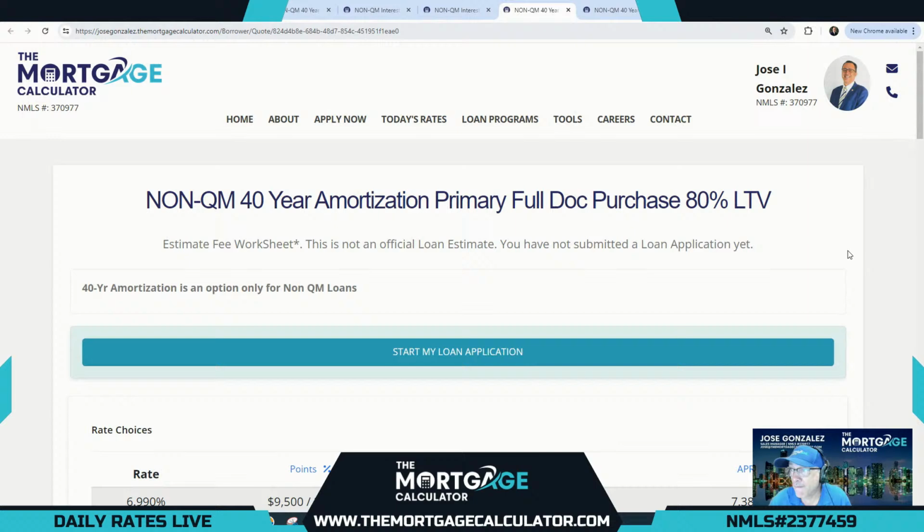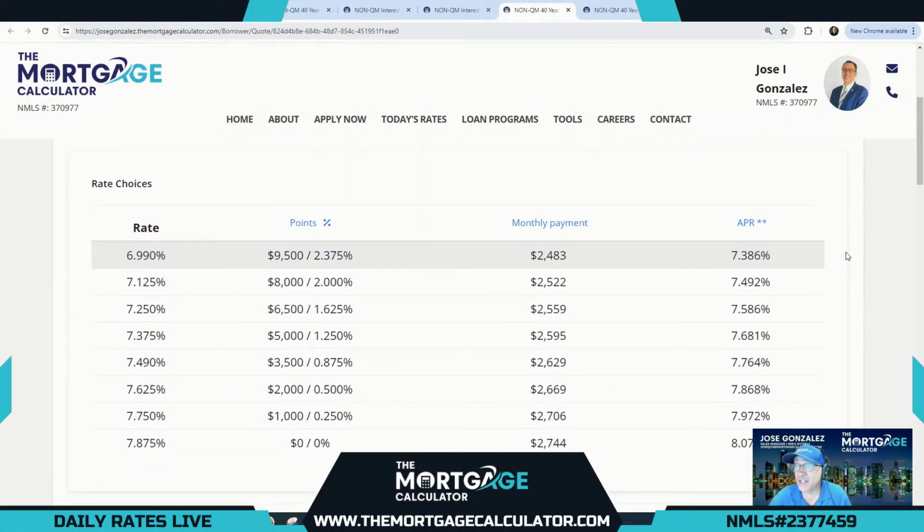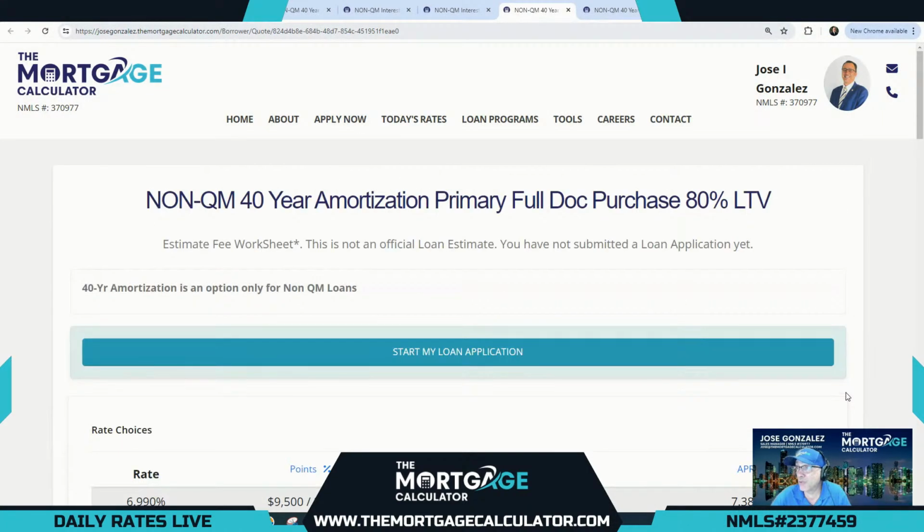same option, full doc, primary, 40-year amortization. Look at these rates. 7.875 is at par. Wow. And you can take it down to 6.99. This is definitely competing with agency, and this is our full doc option. We haven't gotten to our DSCR options yet.